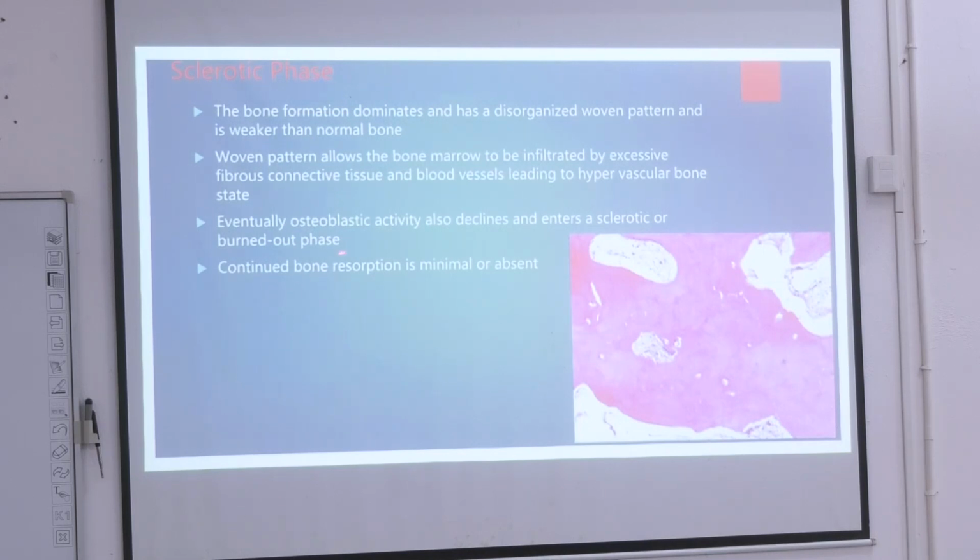And finally, the osteoblastic activity also declines and enters a sclerotic or burnt out phase. So the extreme mineralization and decline of osteoblastic activity ultimately results in a sclerotic phase, or dense, non-functional, inactive phase. So this is the last phase, and we can appreciate the mosaic formation. This is the bone, but there is no or very minimal osteoblast. Okay? And the organization of the bony fibers is haphazard.